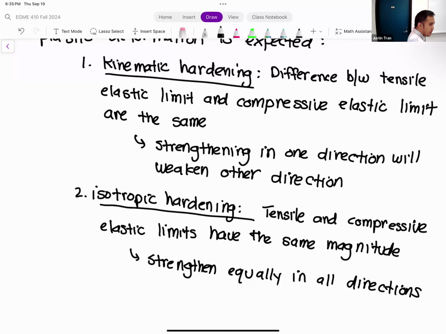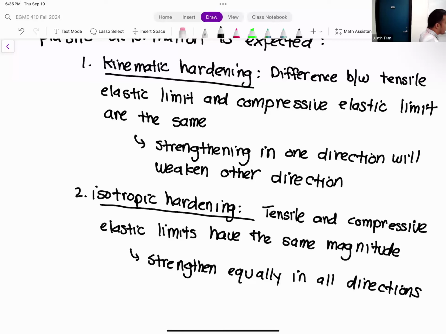All right, and so the question then becomes, which one should you use? So typically, for metal that you've already assumed that it's an isotropic material, you're using isotropic elasticity, then it's probably going to harden using isotropic rules as well. Okay. So for most of the materials that you're going to use in this class, isotropic hardening is probably going to be the one that you're going to use.